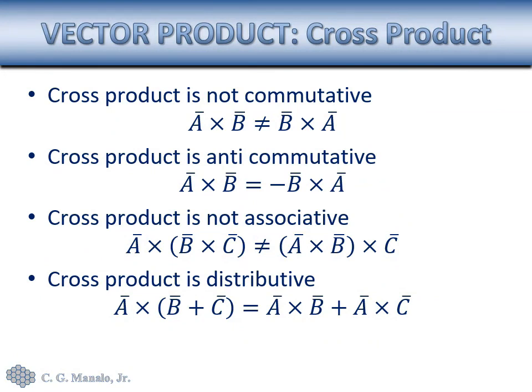Now, the vector product or cross product does not follow the commutative rule. So this product is not the same as that product. It is in fact anti-commutative, as I mentioned a while ago. So A cross B results in a negative B cross A. It is not associative. You cannot say that this one is equal to this, but it is distributive. So this one is equal to that.